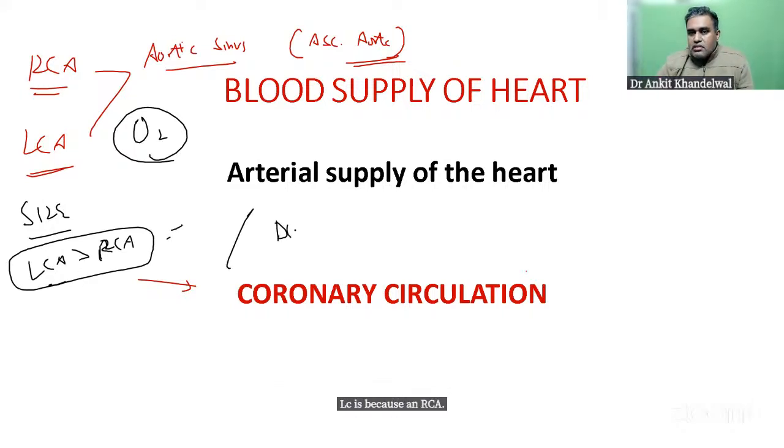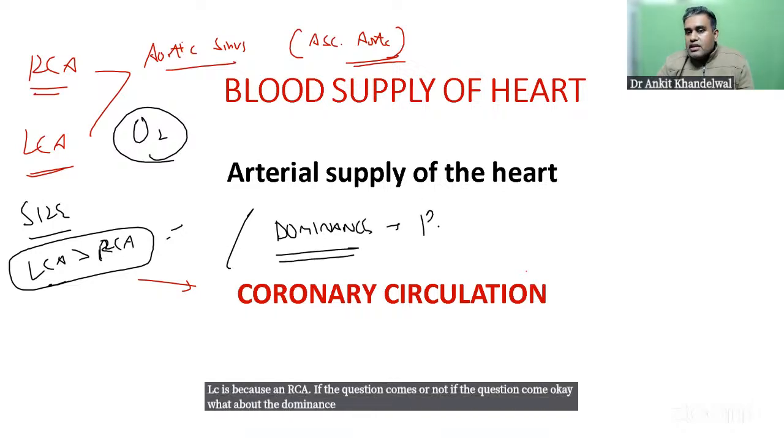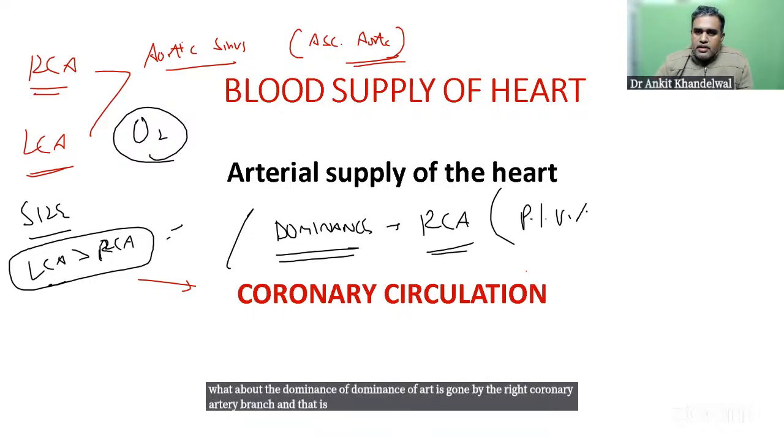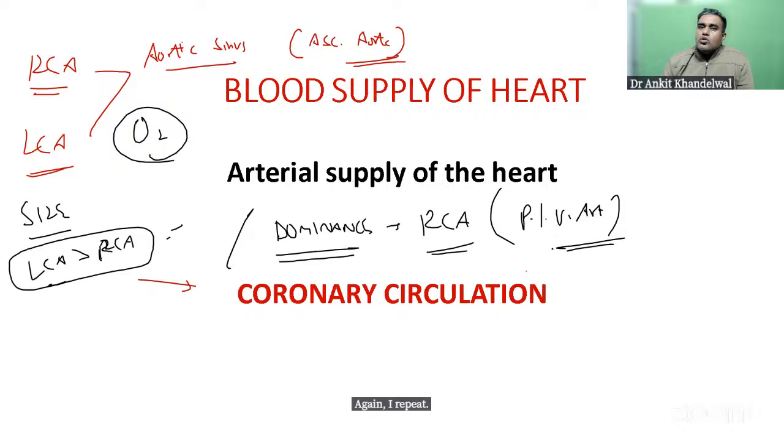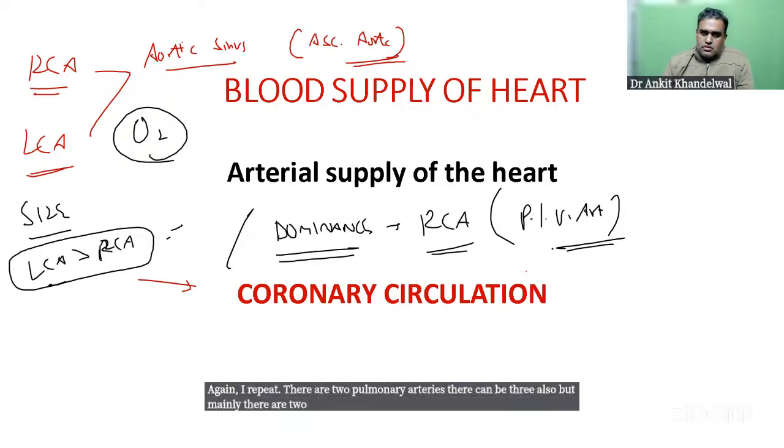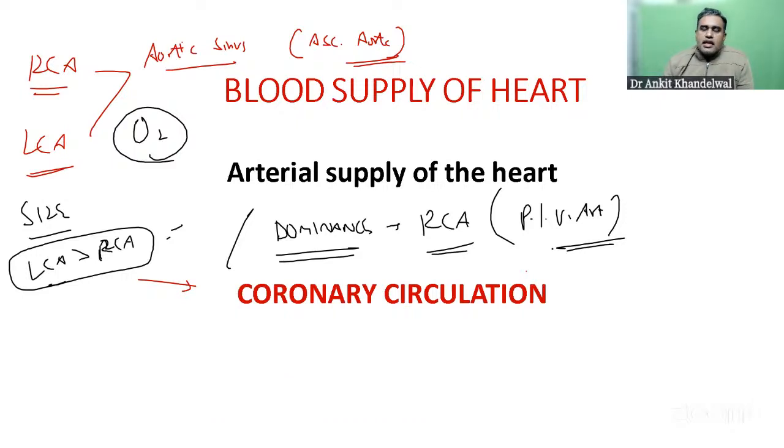If the question comes, what about the dominance of the heart? Dominance of the heart is governed by the right coronary artery branch, and that is the posterior interventricular artery that we will see. Again, I repeat, there are two coronary arteries. There can be three also, but mainly there are two, right and left, which are coming from the beginning of the ascending aorta. Size-wise, LCA is bigger than RCA.